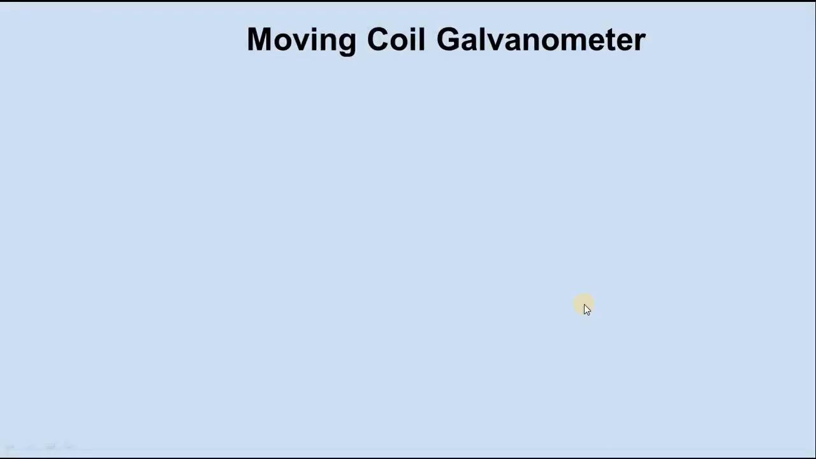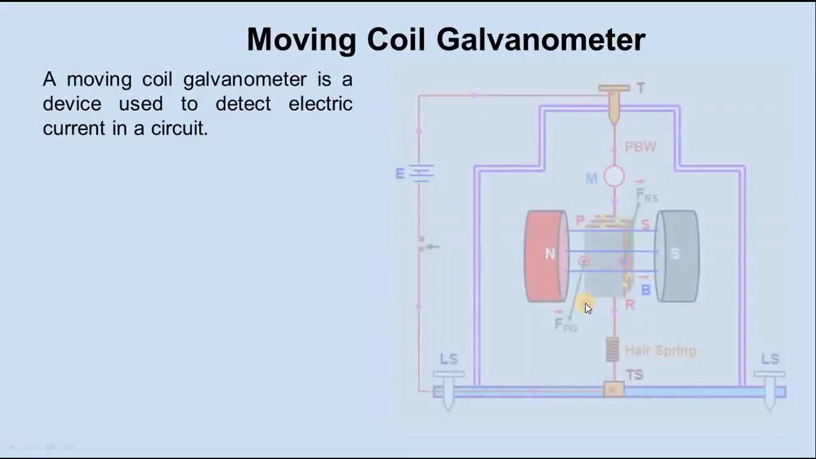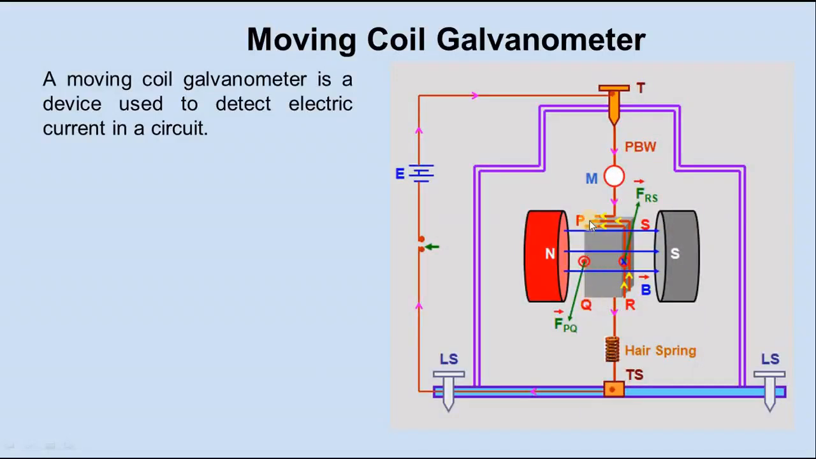Moving coil galvanometer. A moving coil galvanometer is a device used to detect electric current in a circuit. It consists of a rectangular coil PQRS suspended between the poles of a magnet. The other end of the coil is connected to a spring and to the terminal. The suspension fiber has a mirror attached to it to measure the deflection produced.